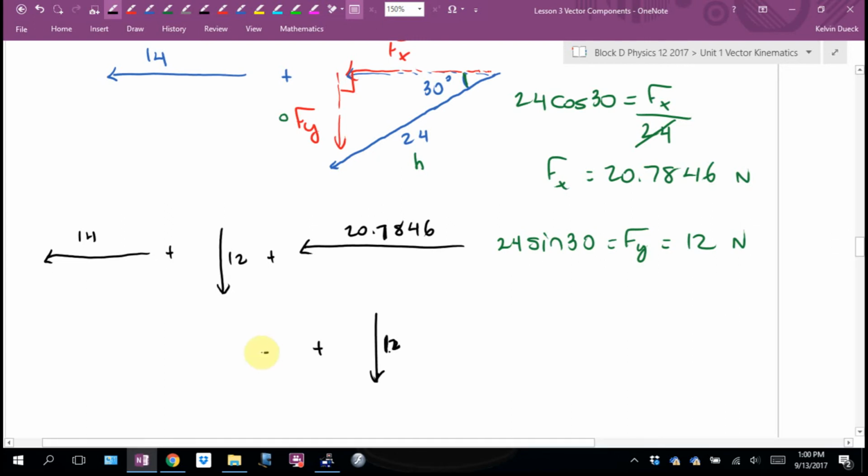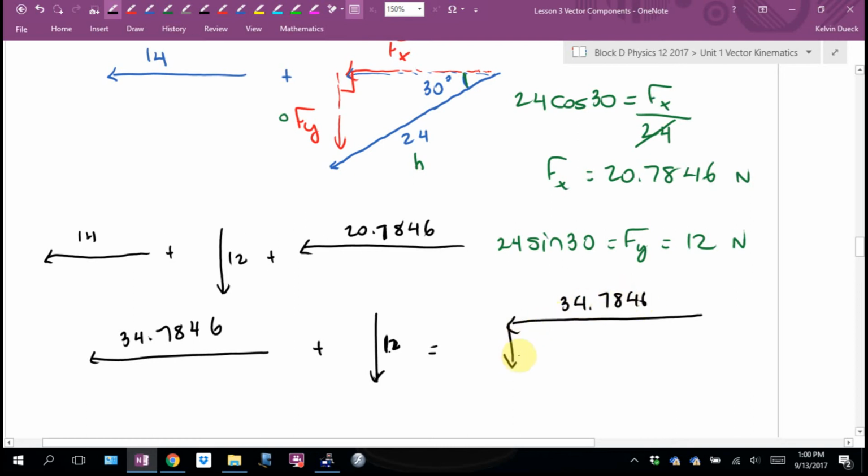This is going to be 34.7846, is that right? And now I have 2 vectors. McKenna, full circle. How do I add 2 vectors together? Draw them. There we go. So it's going to be 34.7846. I guess the 12 is going to be pretty short compared to that. And the resultant is going to be right there.